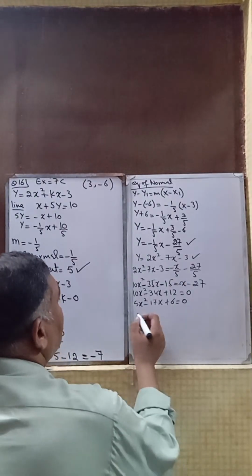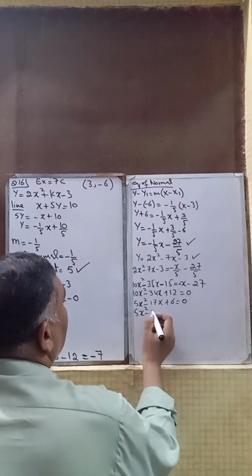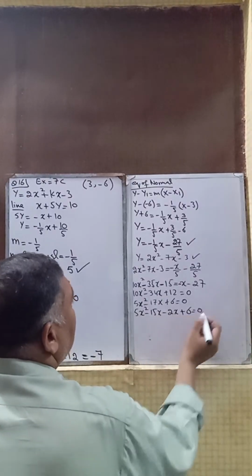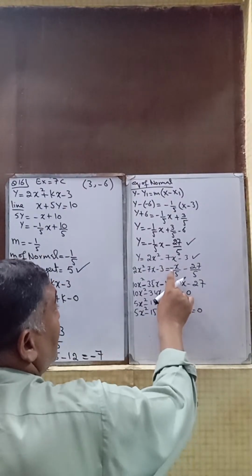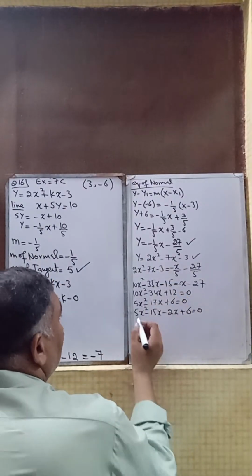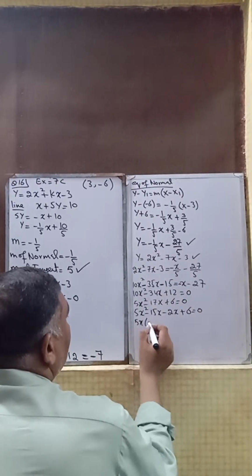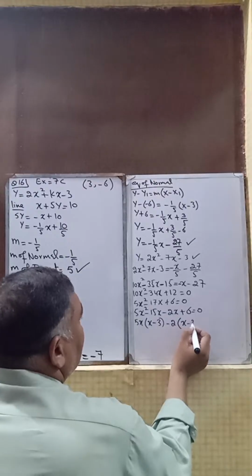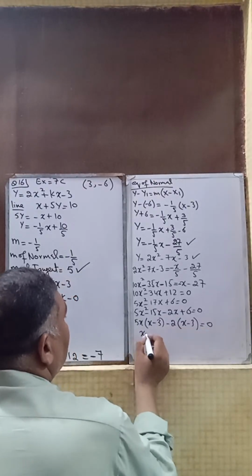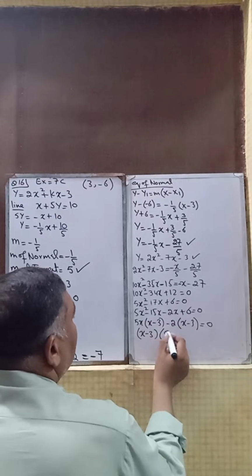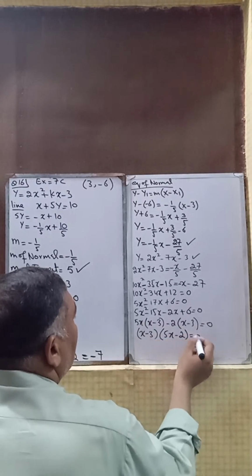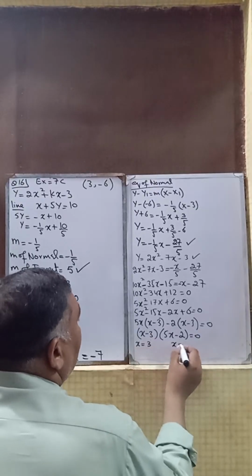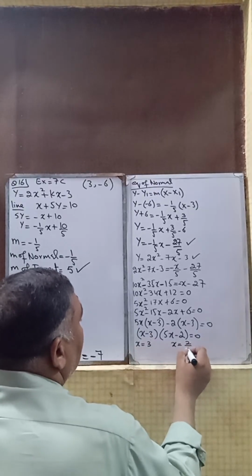15 twos are, yes, now it can be x square minus 15x minus 2x plus 6. I did the midterm breaking. I forgot to put a negative here. Okay, so 5x into x minus 3 minus 2 into x minus 3 equals to 0. x minus 3, this is 5x minus 2 equals to 0. So this will become x equals to 3. This will become x equals to 2 by 5.